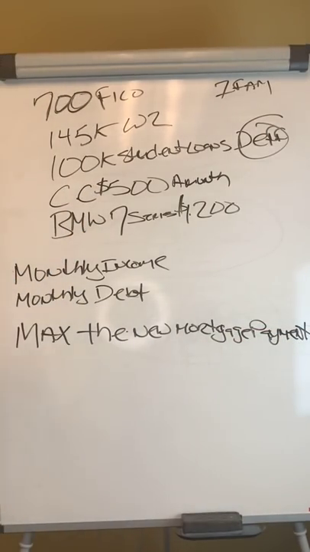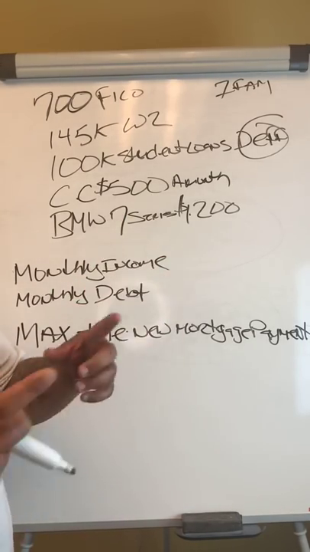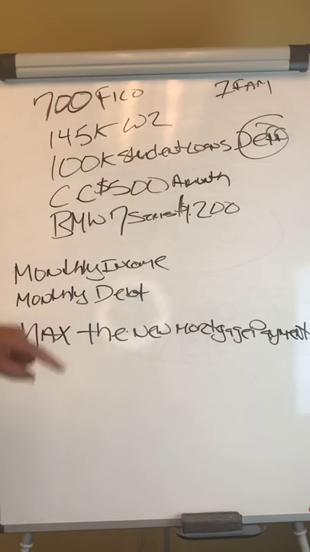I'm going to say it again. This is a test. I want y'all to put your answers in one comment. We've got a 700 FICO, a one-family home, they're making $145,000 a year, they've got $100K in student loans, credit card debt of $500 a month, and that $1,200 Beamer on a lease. What's the monthly income that we can use? Somebody tell me, what's the monthly income?